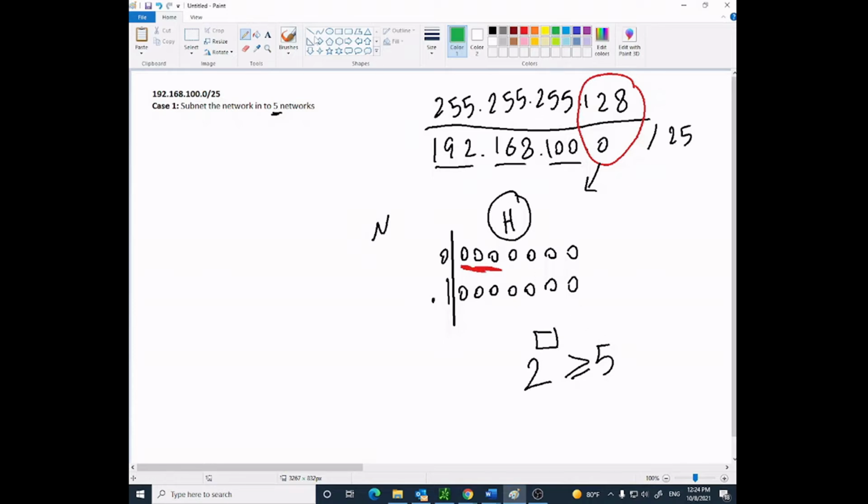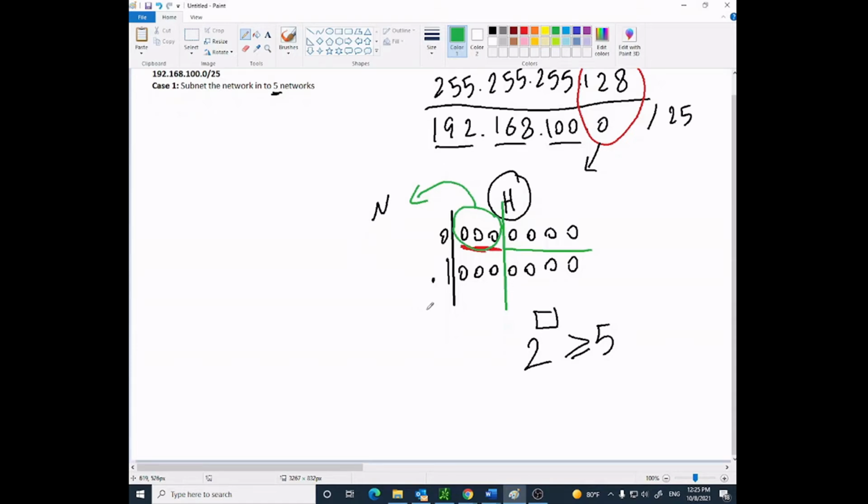Since I know that I'm going to be borrowing 3 bits, after that I will have a new line that will break down my network portion from the host portion. Now, this part here is my host portion, and those 3 bits are going to be added to the network portion. Since I am borrowing 3 bits, that means I can have as many as 8 different networks. I don't care about 8 different networks. I just need 5 of them. So I need to list all these 5.